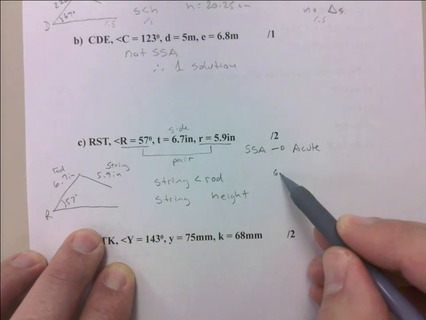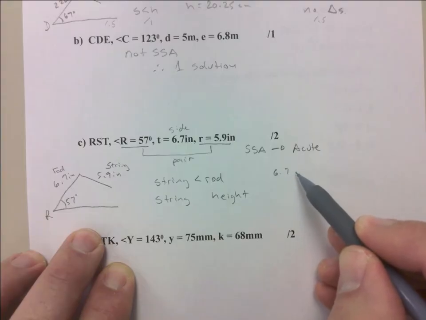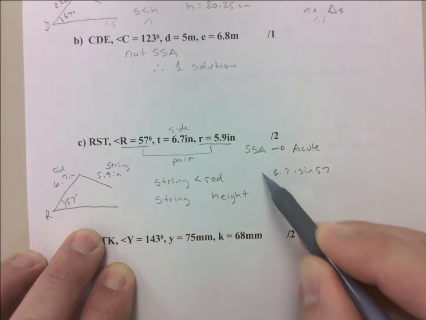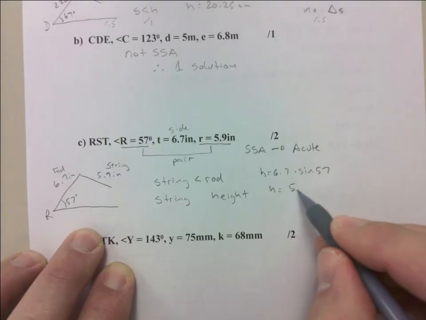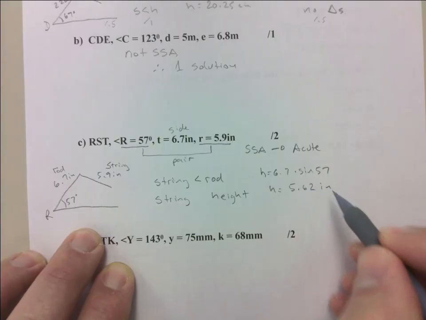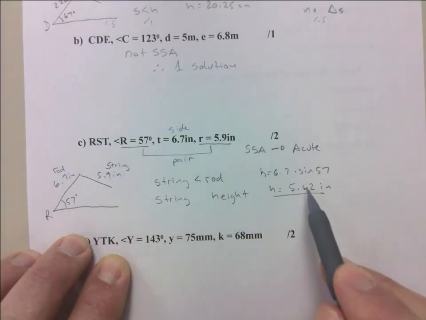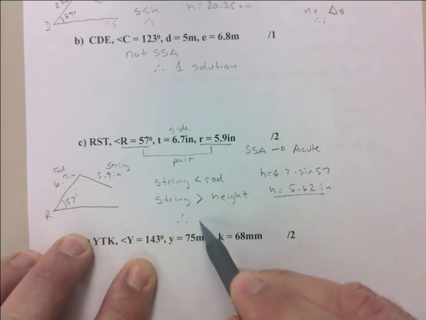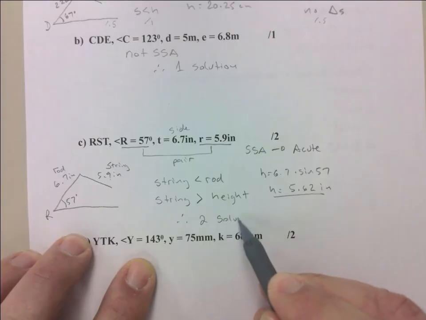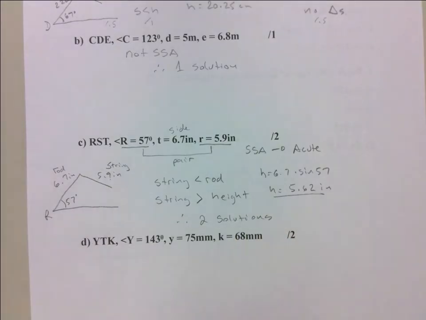So we're going to go 6.7 times sine of 57. That's my height. That's 5.62 inches. So I noticed that if I compare the string and the height, I know that the string is longer than the height. Therefore, 2 triangles, 2 solutions. For this particular triangle, we could be talking about the obtuse, where the side swings in, or we can be talking about the big triangle when the side swings out.